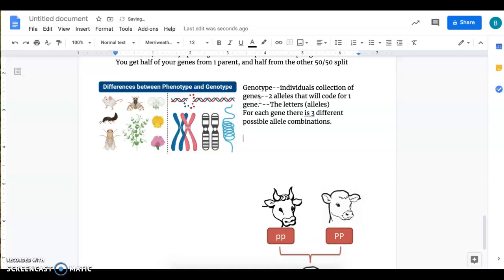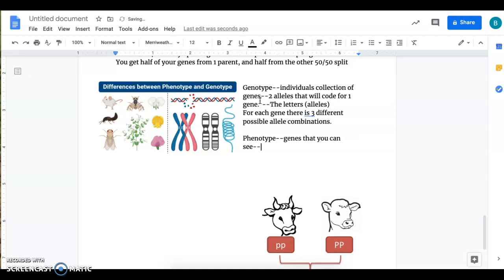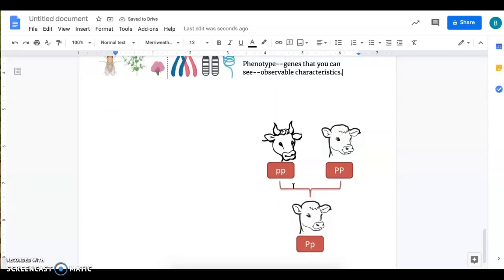The next word is going to be phenotype. And to remember this word, I think of phenotype, physical characteristics. They both start with PH. So phenotypes are going to be genes that you can see, or observable characteristics. If we're looking at this picture of the cow again, we can see that it has horns and this one doesn't. So that's the phenotype. So seeing the actual thing and not seeing the genotype, but we can see the phenotype.